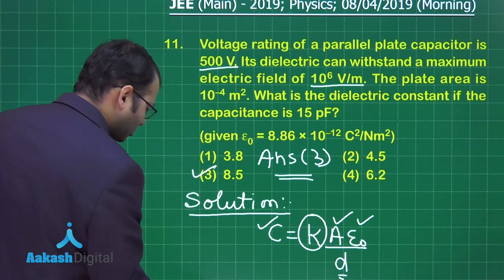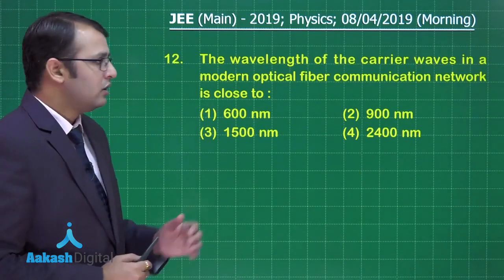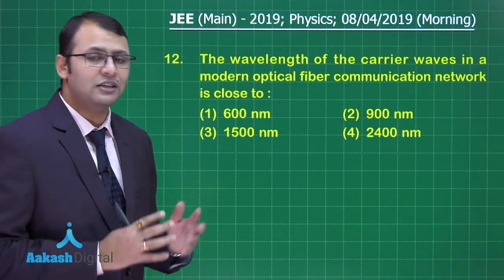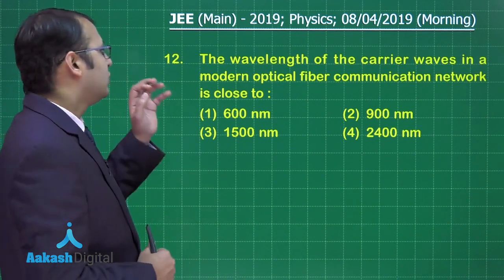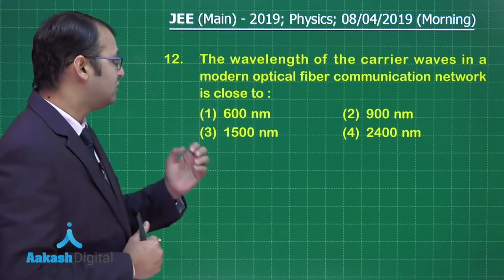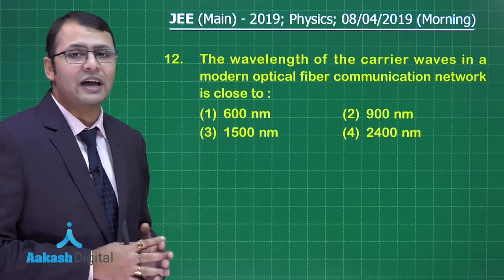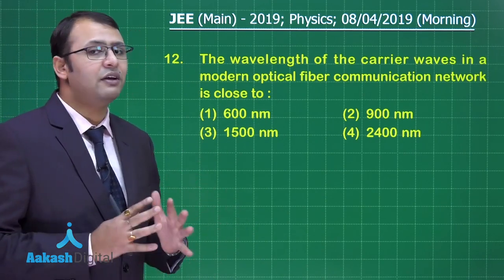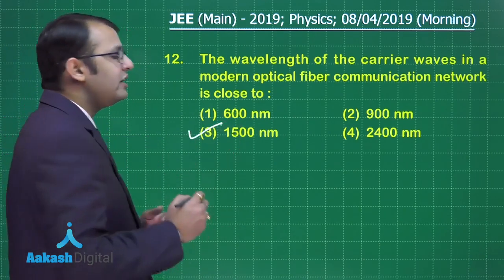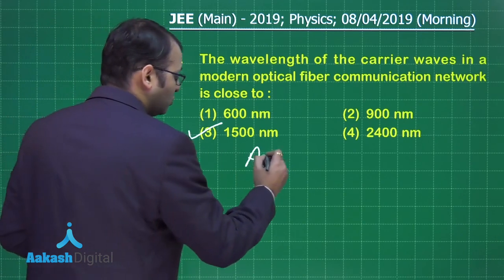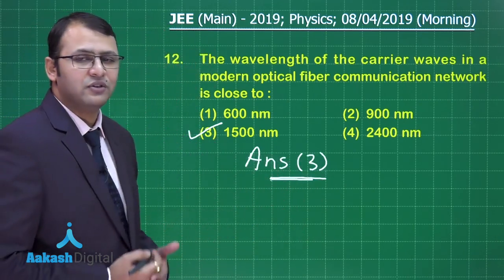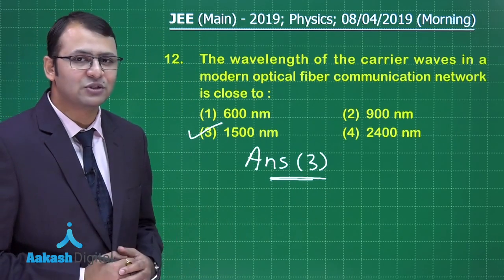Let's move on to our next question, that is question number 12. Now the question you see belongs to the section of communication system, that is modern physics, right? Now the wavelength of carrier waves in modern optical fiber communication network is close to. So this is a fact based question, and mostly the wavelength which is used in optical fibers is 1500 nanometers. So the right answer to this question would be option number 3, right? Now it's time to move on to our next question, that is question number 13.